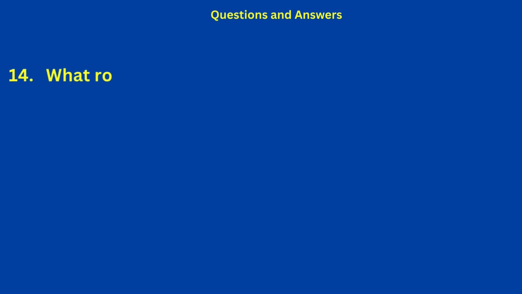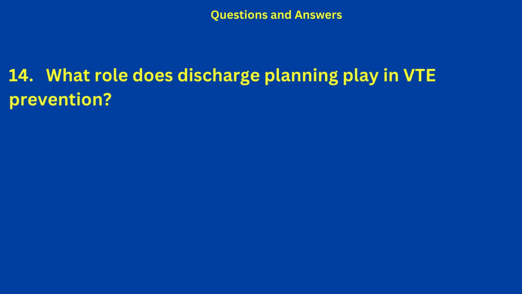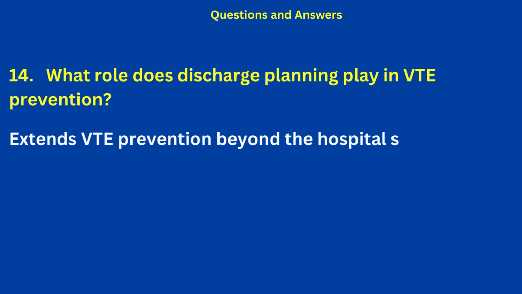Question 14. What role does discharge planning play in VTE prevention? Effective discharge planning extends VTE prevention beyond the hospital setting, ensuring that patients continue appropriate prophylaxis and are aware of signs and symptoms of VTE, also ensuring that the patient knows when to seek medical attention, reducing the risk of VTE after discharge.